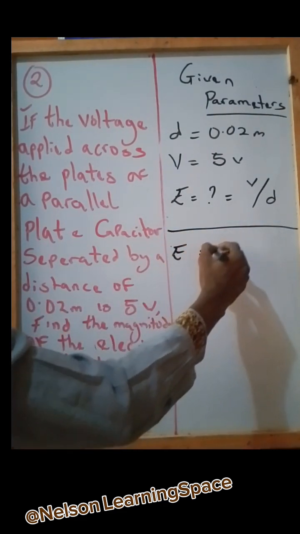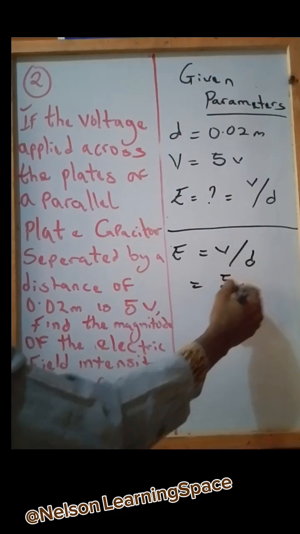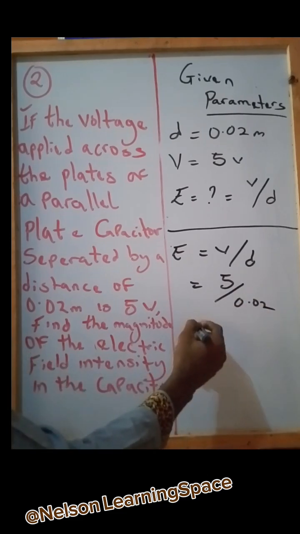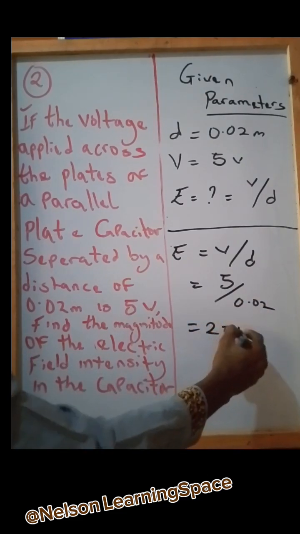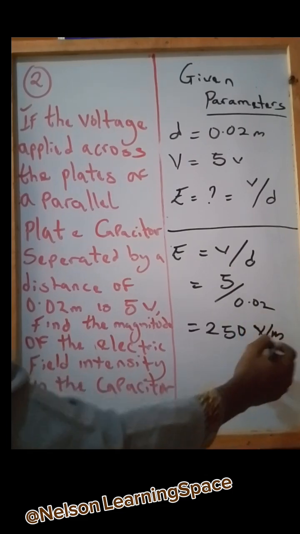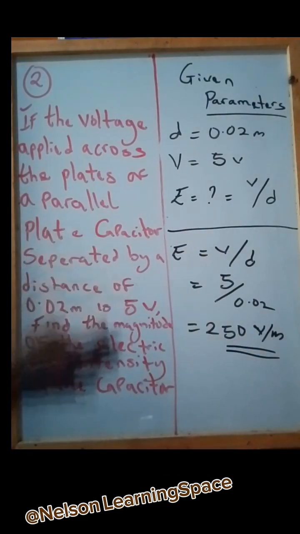Now let's solve. So since E is equal to V over D, we can say what's our V? 5. And what's our D? Our D is 0.02. And that will give us what? 250. And what's the unit? Volt per meter. That's the final answer. Tada! You're done. Now it's your turn.